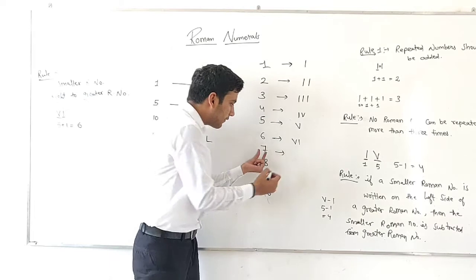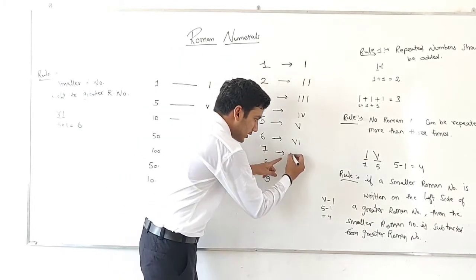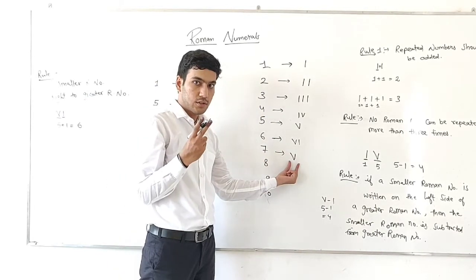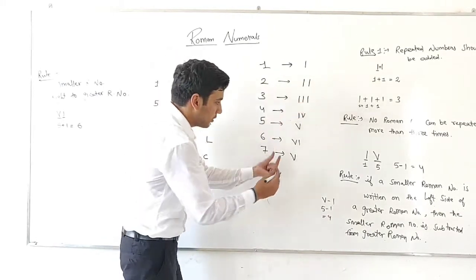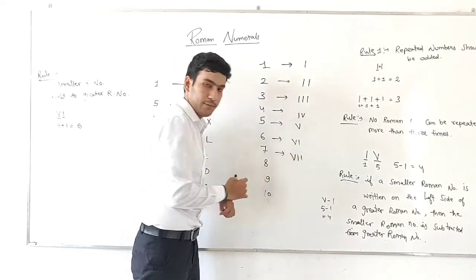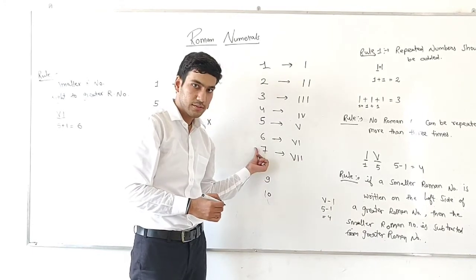Next, for 7, you want, this is 5. So there is 2 more needed. Then what is the symbol for 2? I. So we write I. This is the Roman symbol for 7.